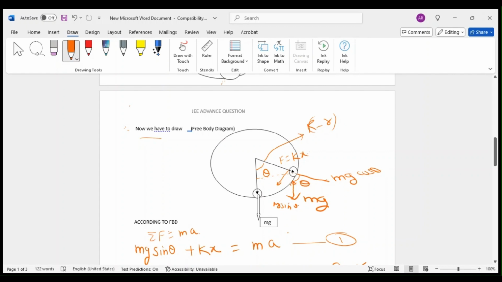Now, we can resolve mg into mg sin theta and mg cos theta. This is mg sin theta.